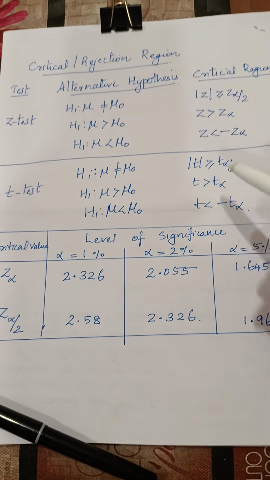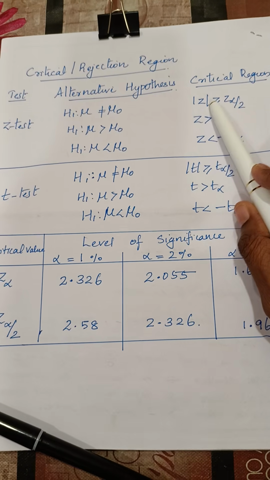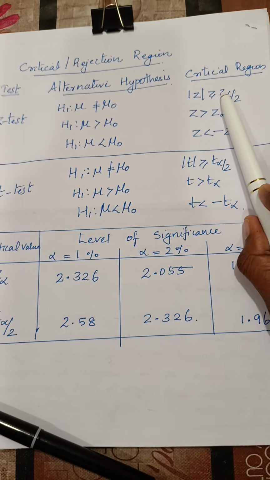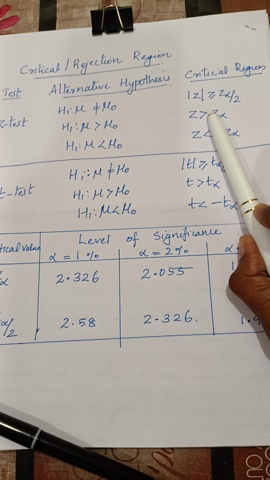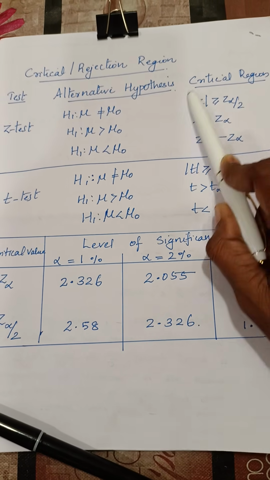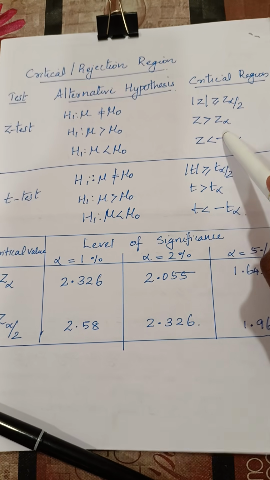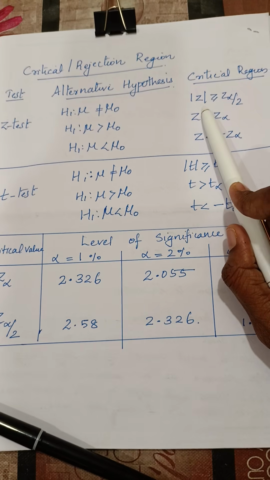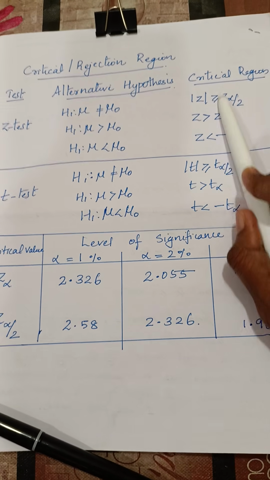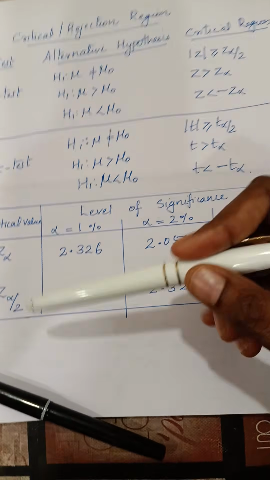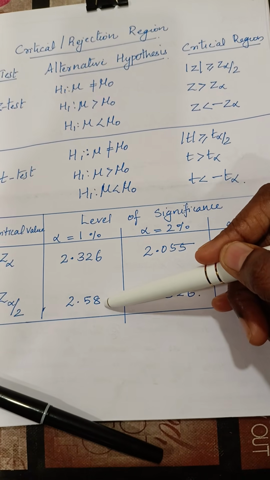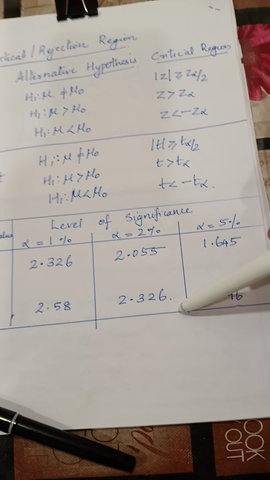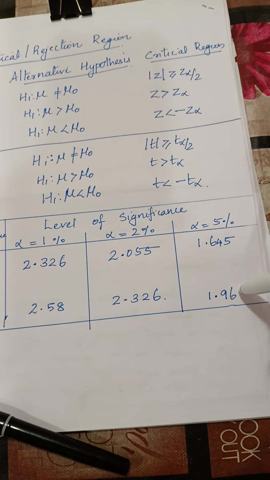And if you are having a two tail test, the two tail test means your alternative hypothesis is not equal to and your critical region is modulus Z greater than or equal to Z alpha by 2. So this is the two tail case, and these two are the one tail tests. So if your rejection region is two tailed, that is modulus Z greater than or equal to Z alpha by 2, then Z alpha by 2 will be your critical value, and for 1% it will be 2.58, for 2% it will be 2.326, and for 5% it will be 1.96.